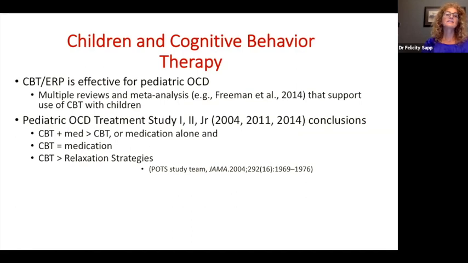Basically, what we see is that CBT-ERP is effective. There've been multiple reviews and meta-analyses over decades that have supported the use of CBT with children. And when we look at some of the comparisons of medication and CBT, we really see that CBT is effective, medication is effective, and the combination of the two is effective. And all of them are more effective than stress management or relaxation.